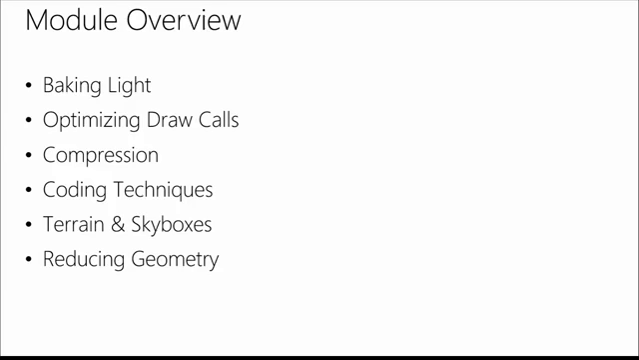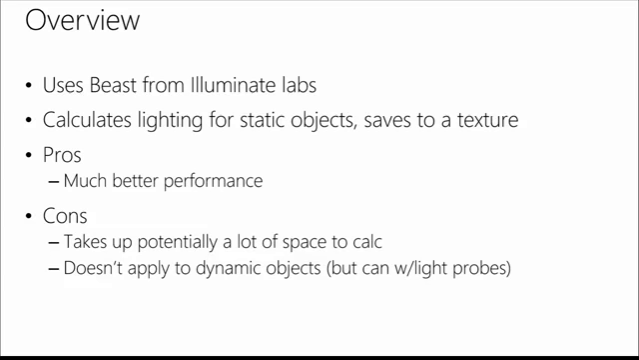So there's a couple of topics we're going to cover on this, but I think to start, we're going to go over baking lights. Baking light, we're going to do optimizing draw calls. We're going to be doing compression, coding techniques. We're going to be talking about terrain and skyboxes, and reducing geometry. Now, this is not a completely all-encompassing list, but these are some good things to get you started. Yeah. And so let's go ahead and start with Baking Light, what Baking Light is all about.